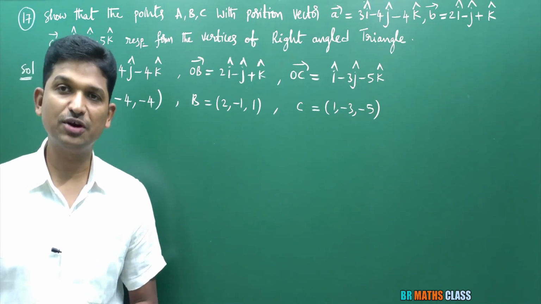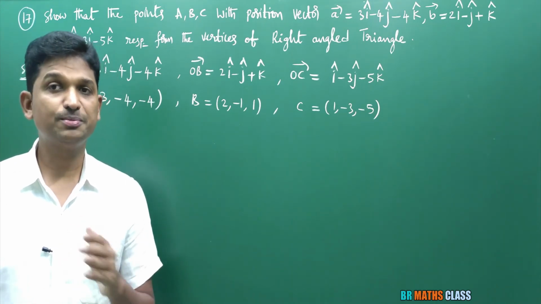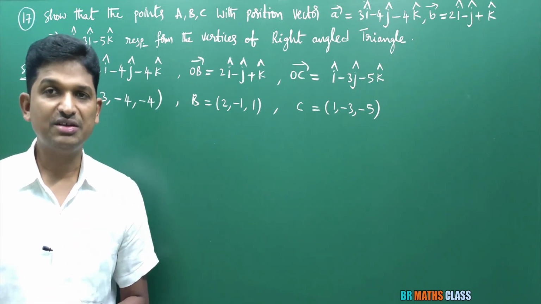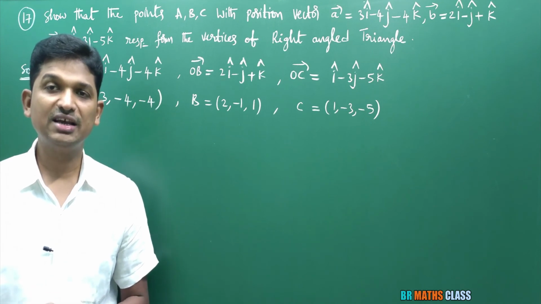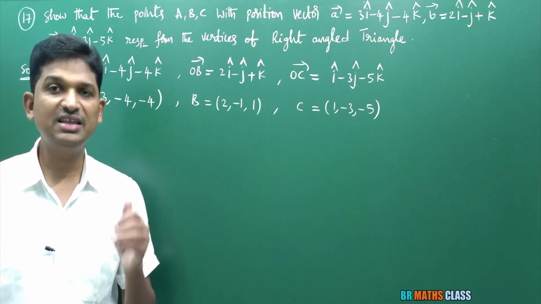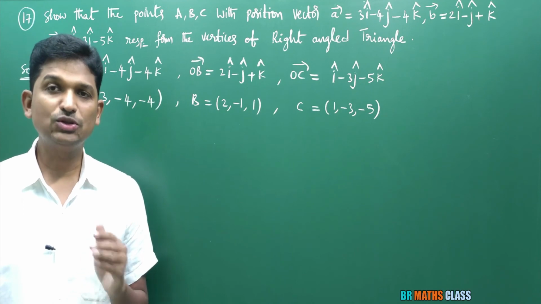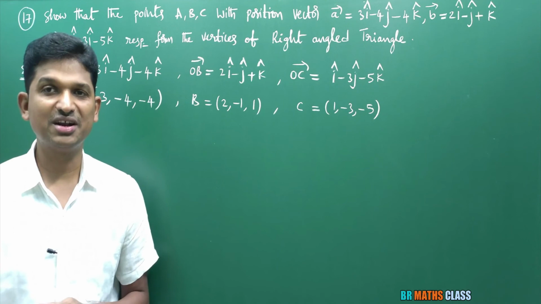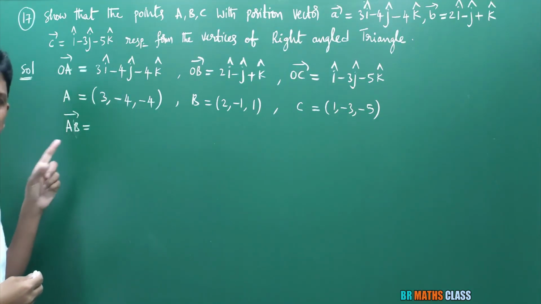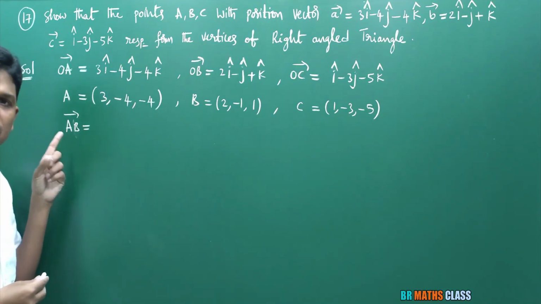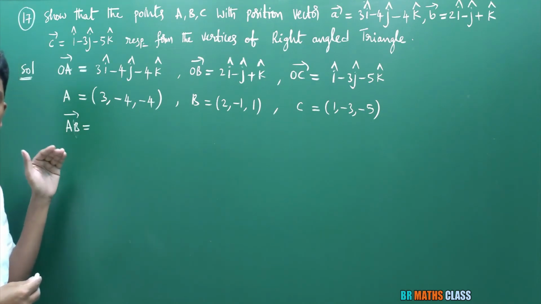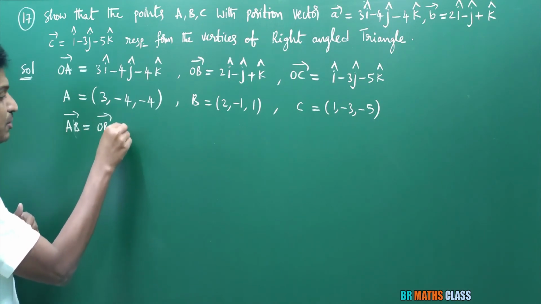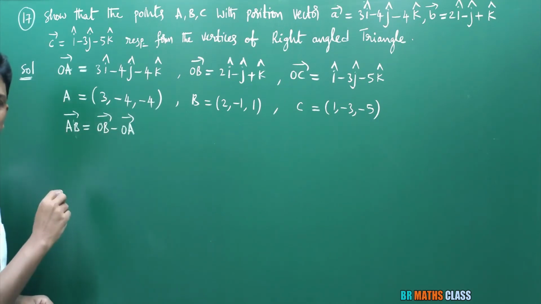Now I have 3 vertices A, B, C with their position vectors OA bar, OB bar, OC bar. To prove the 3 vertices form a right angle triangle, I am going to use Pythagoras theorem. To check Pythagoras theorem, we need the sides of triangle ABC. That means I need to calculate the length AB, the length BC, the length CA. To calculate those lengths, first I will calculate the vectors AB bar, BC bar, CA bar. How to calculate the vector AB bar? What is the formula? We use this formula very frequently: AB bar is OB bar minus OA bar.